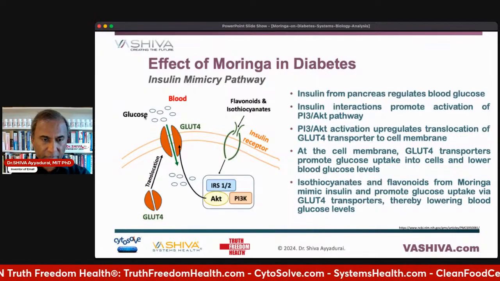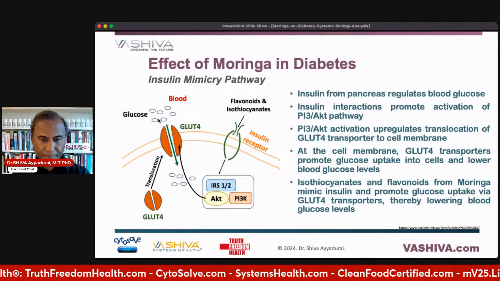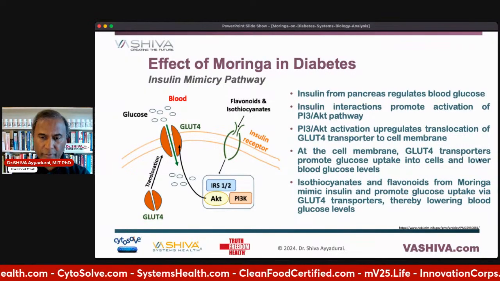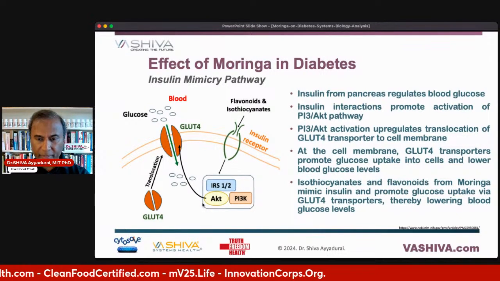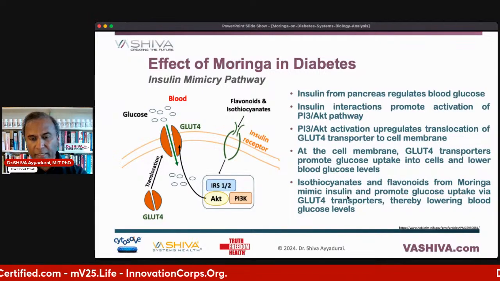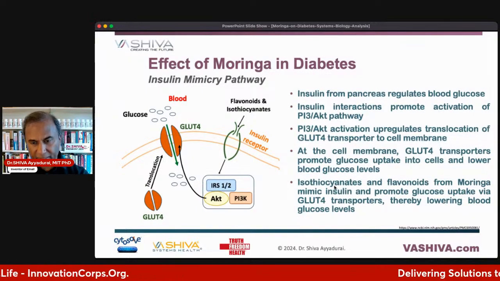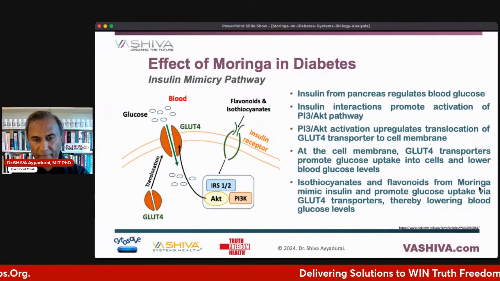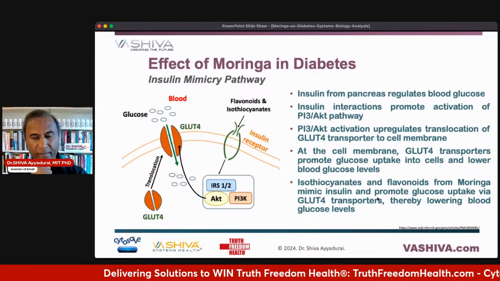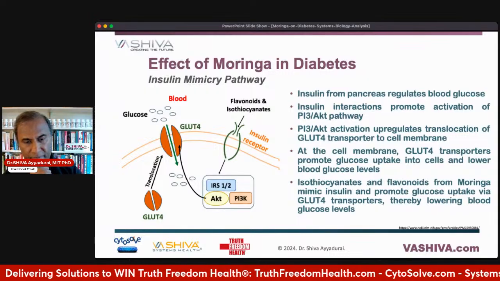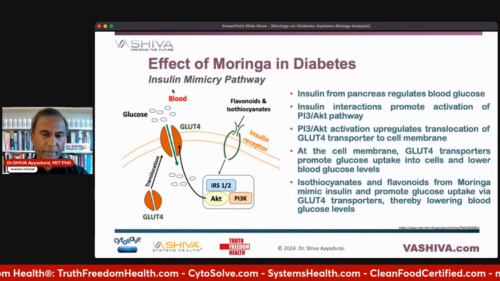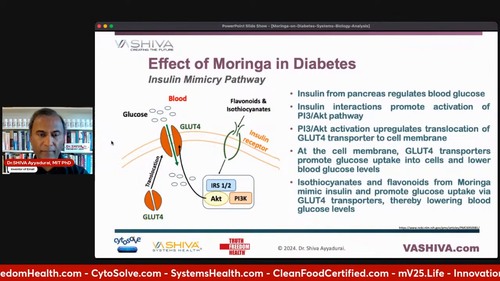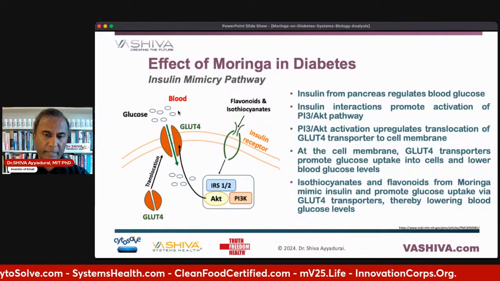So here's your blood. You have glucose in the blood, okay? And what happens is these GLUT4 transporters take glucose out of your blood, and they bring it in. So what's interesting is the isothiocyanates and flavonoids from Moringa literally mimic insulin and promote glucose uptake via these GLUT4 transporters. And thereby, they're lowering the blood glucose level. So to keep it simple, in your blood, you don't want tons of glucose in there. That's what's called a sugar spike.